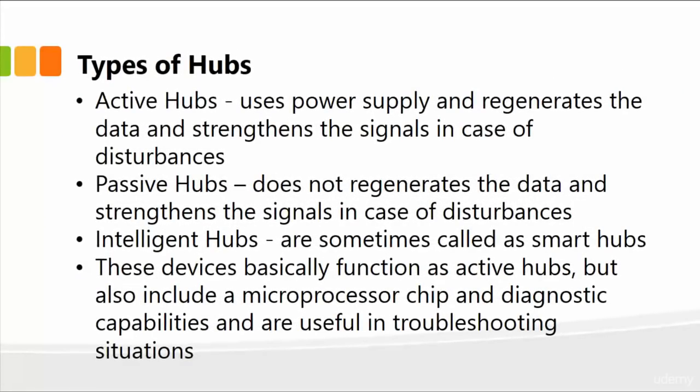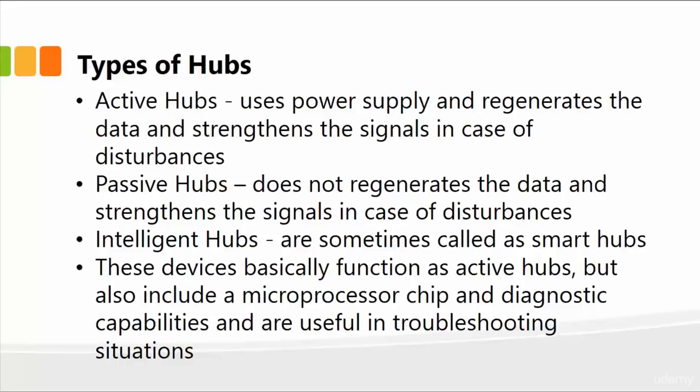There are a couple of different types of hubs. One is the active hub. It uses a simple power supply. You plug it in and it regenerates the data and strengthens the signal in case of disturbances. So that's called the active hub. So if you were to purchase a hub, for example, by far an active hub.